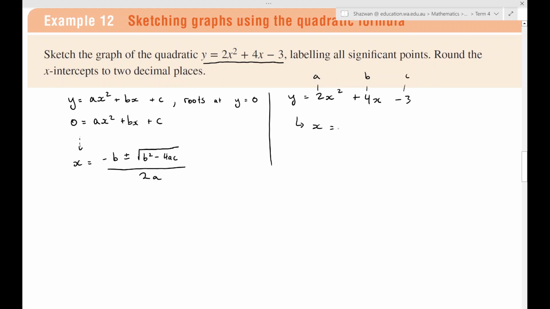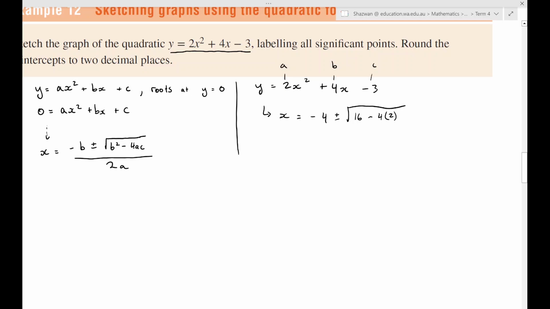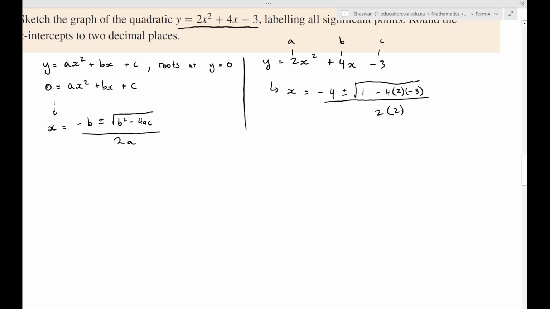x is going to be equal to negative b plus or minus the square root of b squared, 4 squared is 16, subtract 4ac, on 2a. I'm just going to write that as 4 squared, and let's simplify this in our next step.